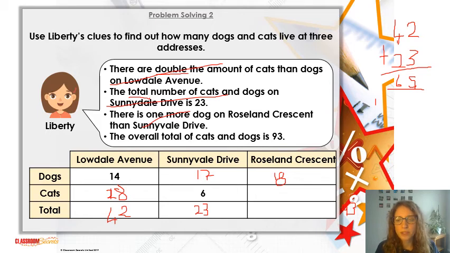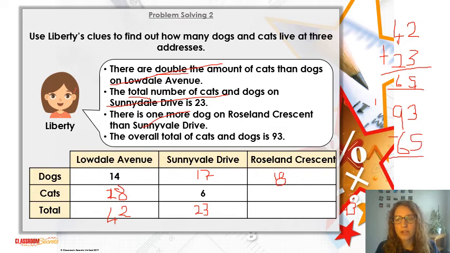Alright, so we know that we need 93 in total, and so far we've got 65. So I'm going to do a column subtraction to help me work out the difference. So subtraction, I'm going to put the biggest number on top, which is 93. And I'm going to be taking away the number I've already got here, which is 65.